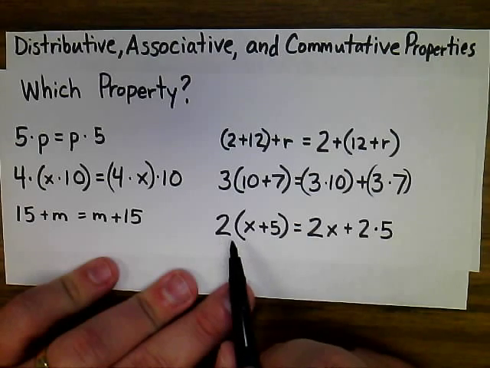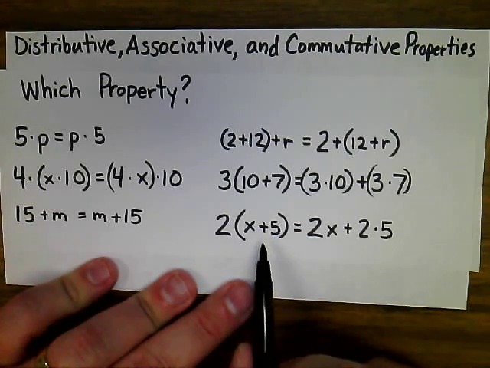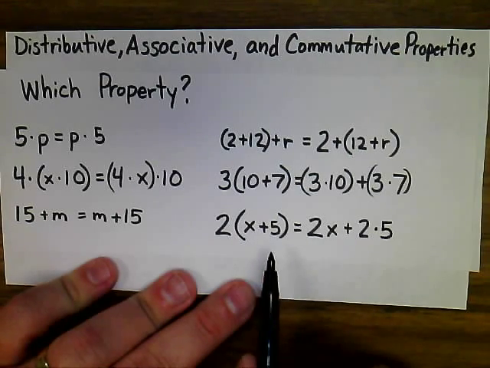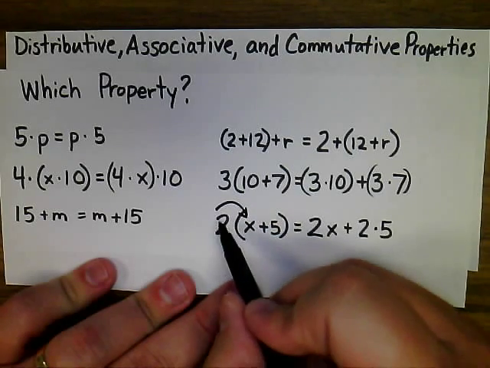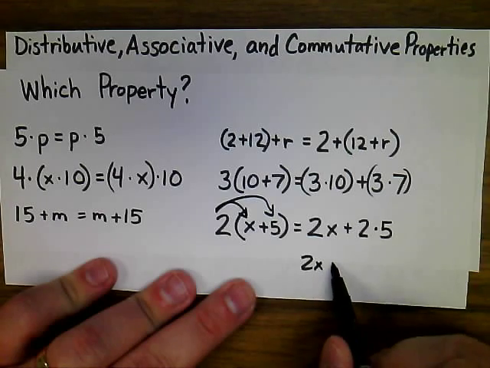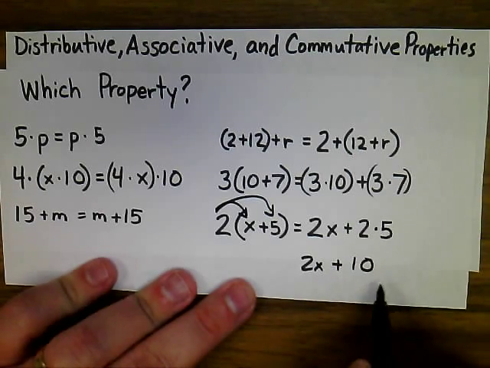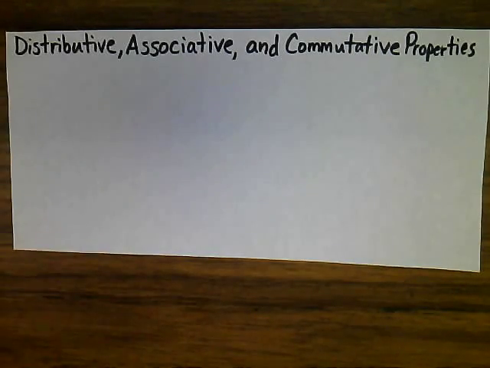You can see 2 times the sum of x and 5. You can't really solve this using the standard algebraic order of operations. However, if you apply the distributive property and you multiply the 2 times the x and the 2 times the 5, it could be simplified to 2x plus 10, leaving you with just 2 terms to work with. So that's another example of the distributive property.